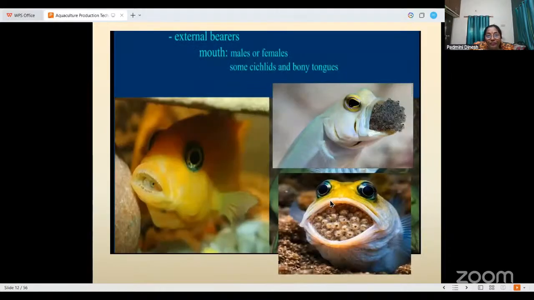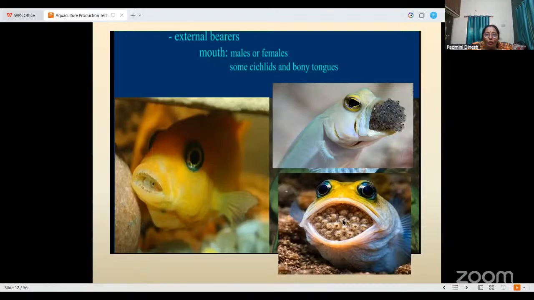Now there are also external bearers of the mouth, some mouth bearing also. Now you can see there is a small fish in the mouth of the animal. This is not eating, but the parent is only taking care of the fish inside its mouth. You can also see the eggs over here. The male parent is having the eggs over here, so you can also see this.